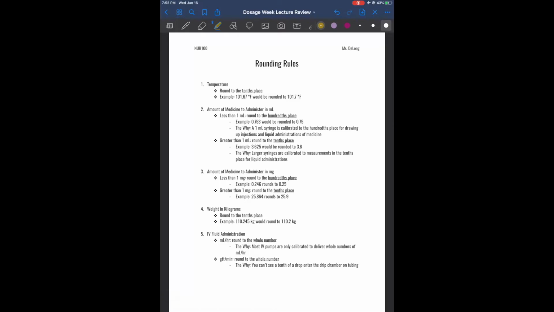So kind of looking at rounding rules, one thing that I noticed a lot were people asking me about temperature: when do you round? Your temperatures are always going to be rounded to the tenths place, regardless of if it's Fahrenheit or Celsius. Number 2 and number 3, we're not really going to look at until next week, so those don't apply here. Weight is the other big one. I know it says weight in kilograms here, but this is also going to apply to weight in pounds. So you're always going to want to round your weight, regardless of what it is, to the tenth spot. And then IV fluid administration, we're not really going to go over until for this test.